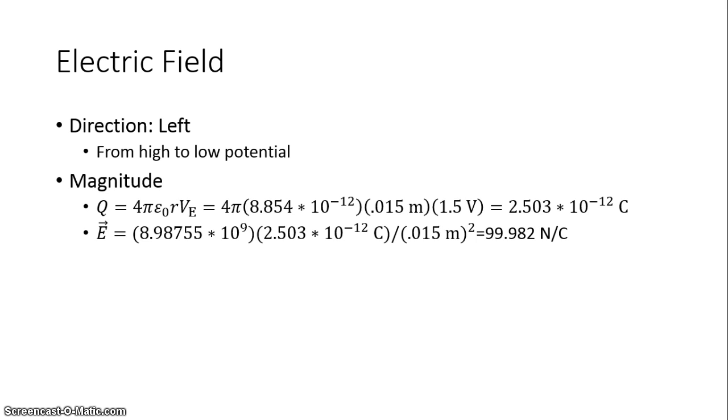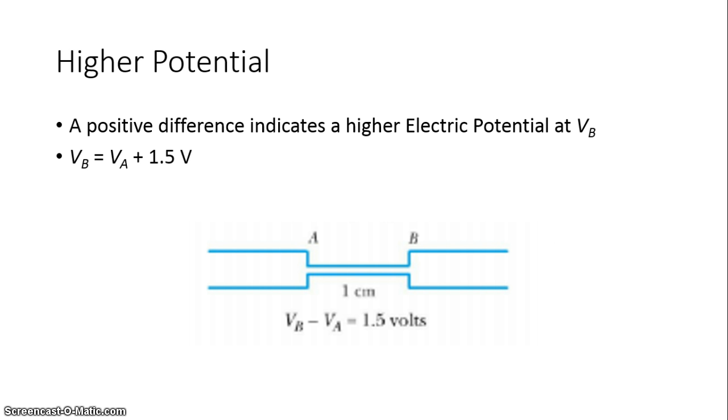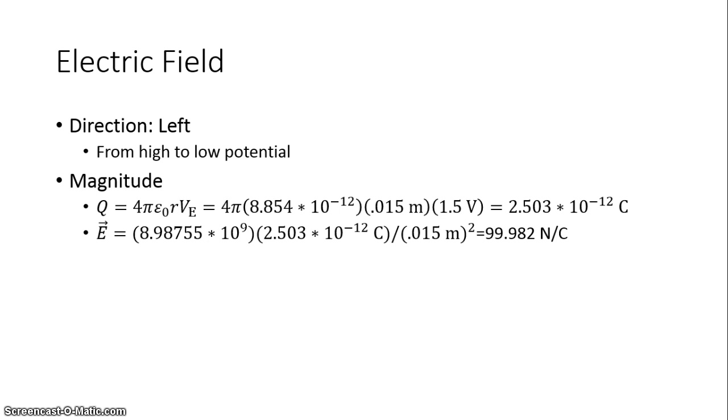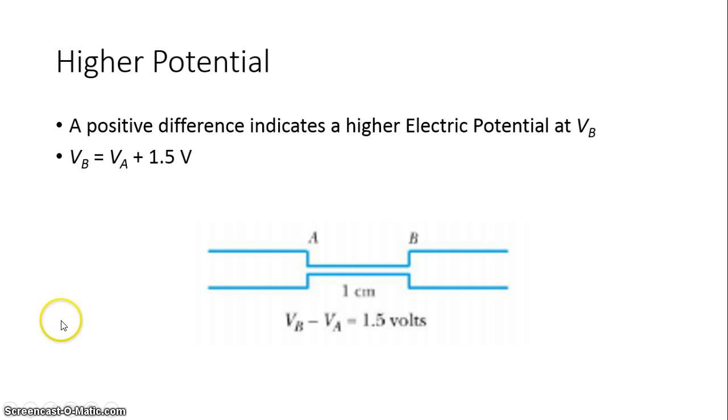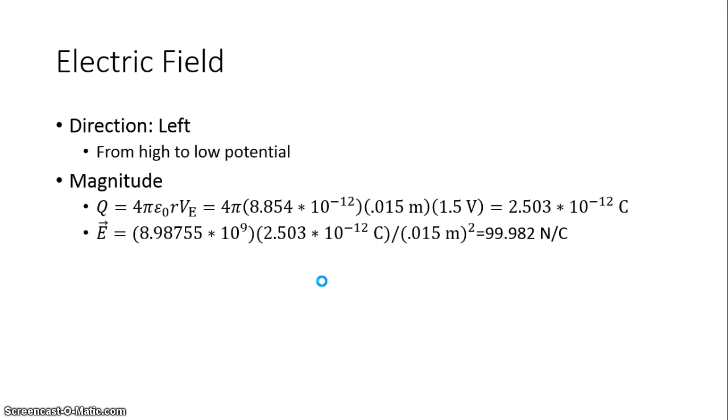Now, of course, since we've designated electricity to flow from an area of higher electric potential to an area of lower potential, our direction is left. So if you watch my cursor, just that way. There we go. Now the more difficult aspect, though, is calculating the magnitude of the field.